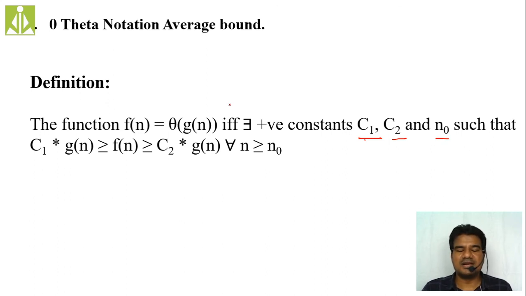If you are able to represent like this, then you can simplify your function as theta of g of n. You can categorize your function as theta of g of n. If you get like this, you can simplify like this. For theta notation also I have given examples in your notes. Just go through that.